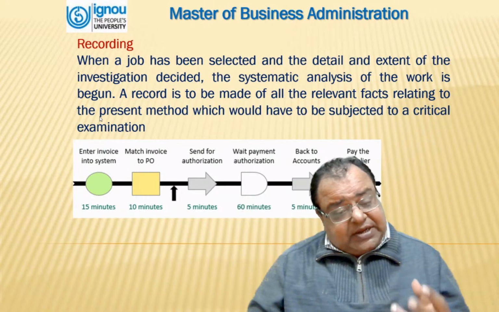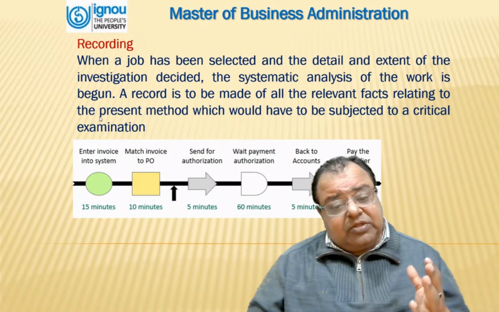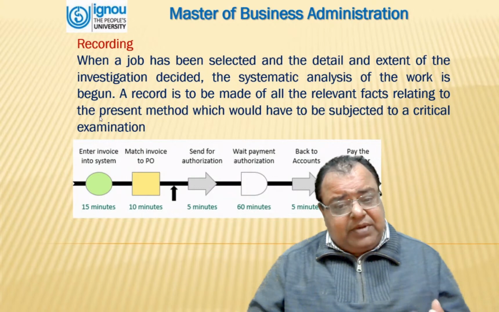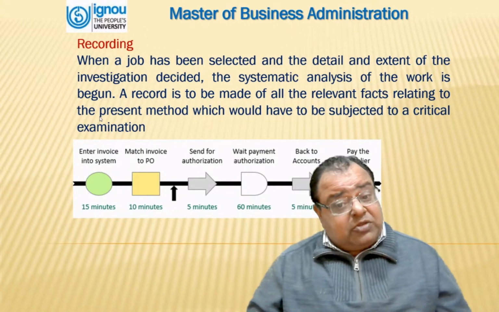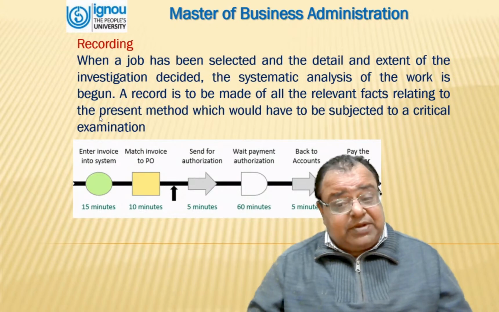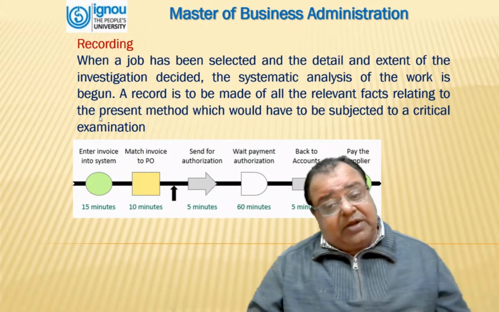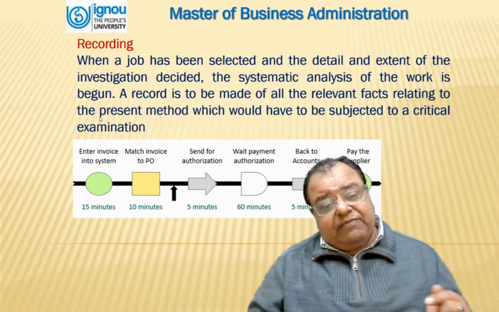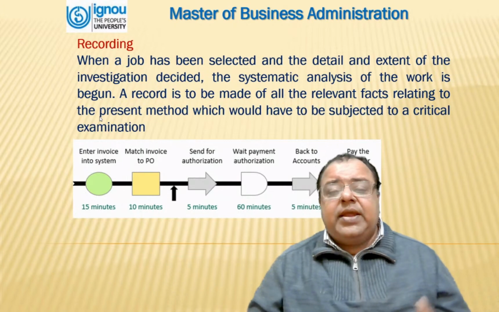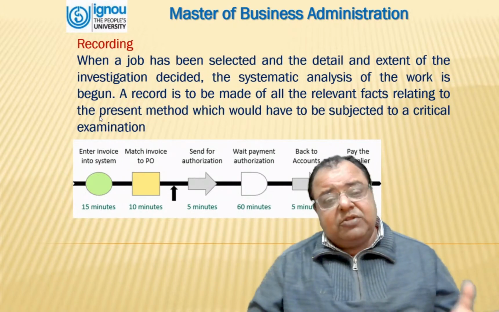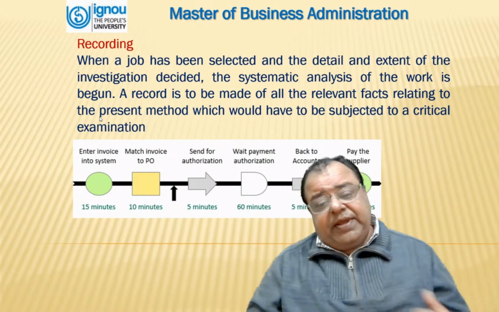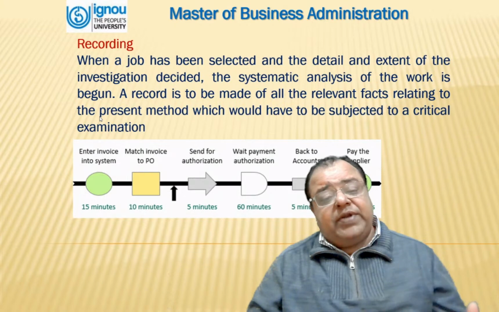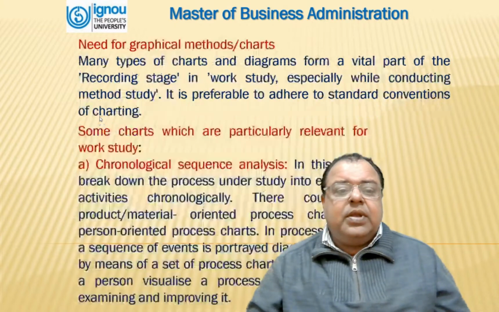Now it is sent for authorization. So again, 5 minutes. You have to wait for payment authorization. It normally takes 60 minutes. Then it comes back to the accounts, again 5 minutes. And the final closure is to pay the supplier. It normally takes 30 minutes. This is basically a process being shown with the help of different symbols.